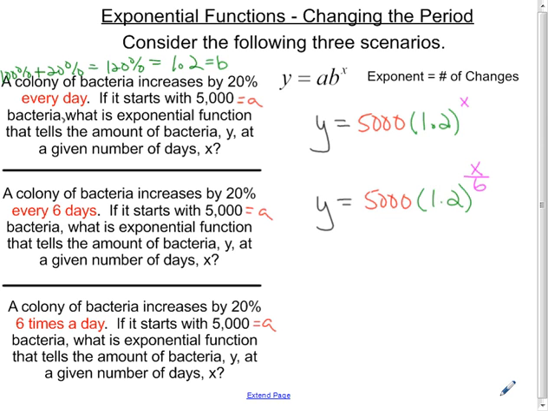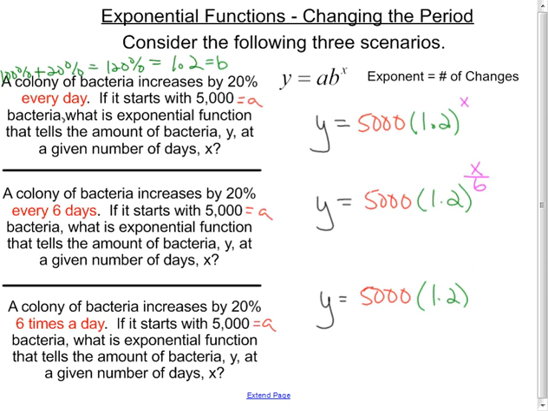So what do we have here in this next example? Something a little different here. It says a colony of bacteria increases by 20% 6 times a day. Okay, well, we still have the same initial value, and we still have the same multiplier. So we're still going to get y equals 5,000 times a multiplier of 1.2.